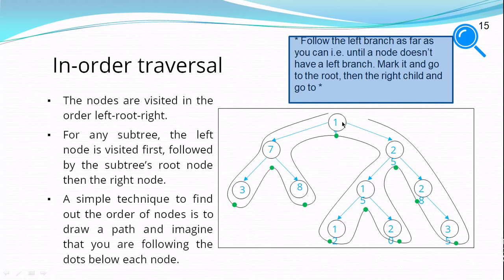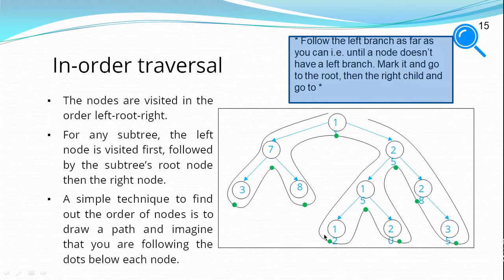It tells me to explore the right child, so let me do that, and I get to this node here, and the rule tells me explore the left branch. Okay, I'm doing that, and I can continue exploring the left branch because I'm repeating the rule.